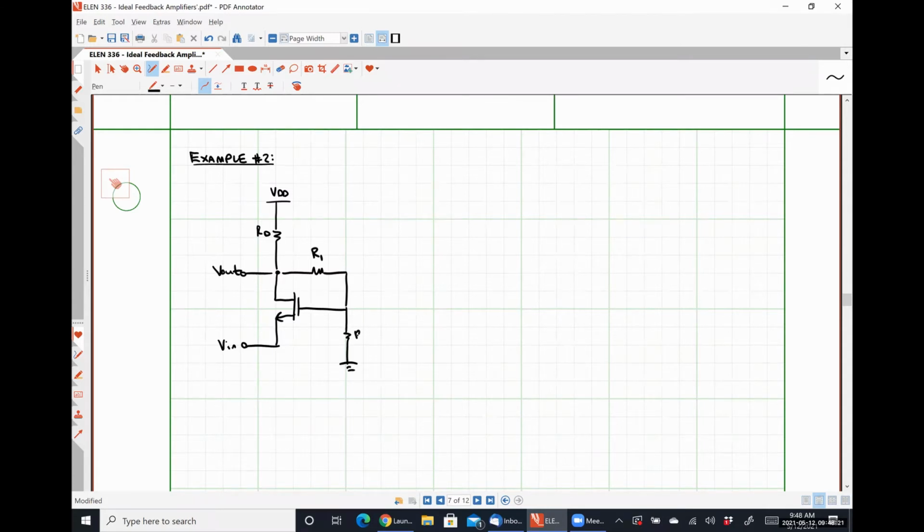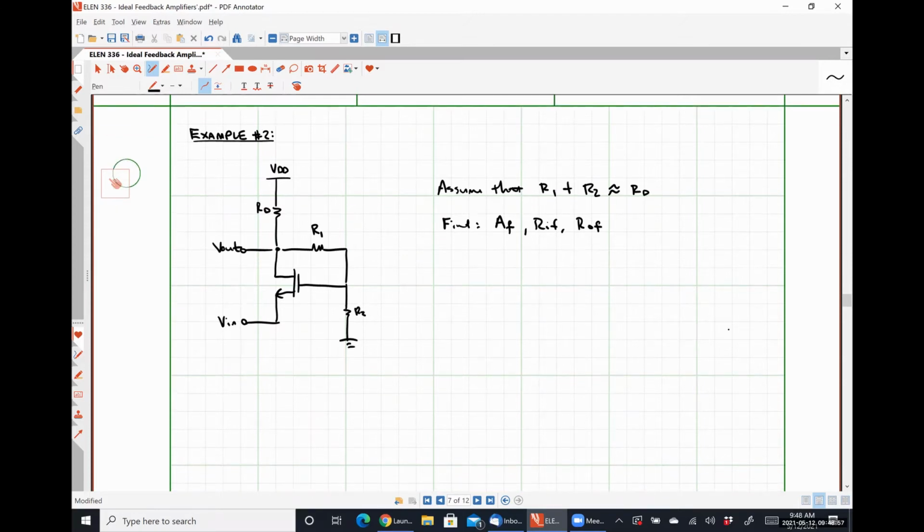Here's R1, here is R2. We are going to assume that R1 and R2 are approximately RD, somewhere in the ballpark. And we want to find our gain with feedback, our input resistance with feedback, and our output resistance with feedback. So the exact same quantities, okay?